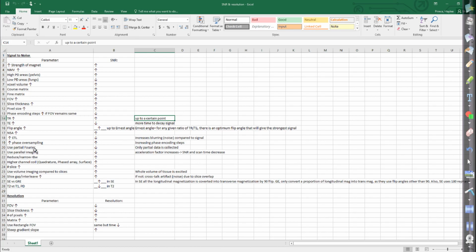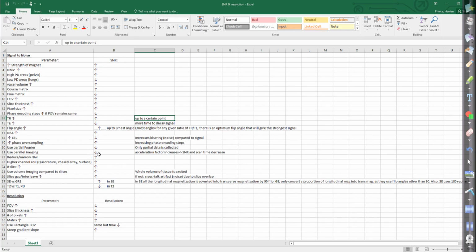Partial Fourier. We talked about this when we were talking about K-space, where we fill K-space partially. Since K-space is symmetrical, remember the top half is equivalent to the bottom half, we just fill the rest with zeros. What happens there is our signal goes down because only partial data is collected. But sometimes we're not as concerned with our signal as we are with time.